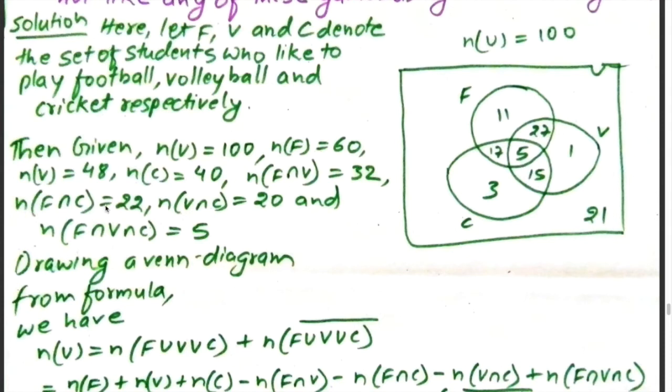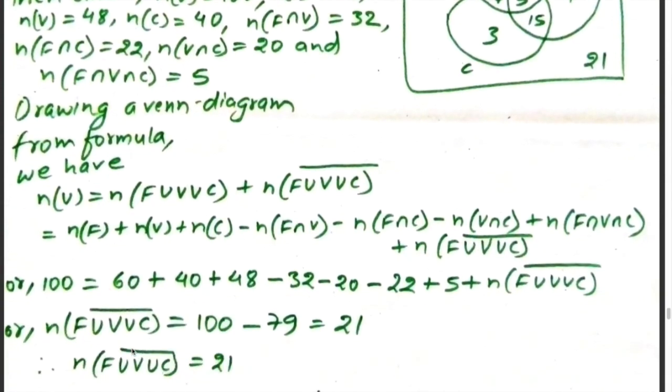n(F ∩ C) equals 22, since F ∩ C is 17 plus 5 is 22. And V ∩ C is 20, so 15 plus 5 is 20. And the intersection of all three, n(F ∩ V ∩ C), equals 5, that middle one given here.